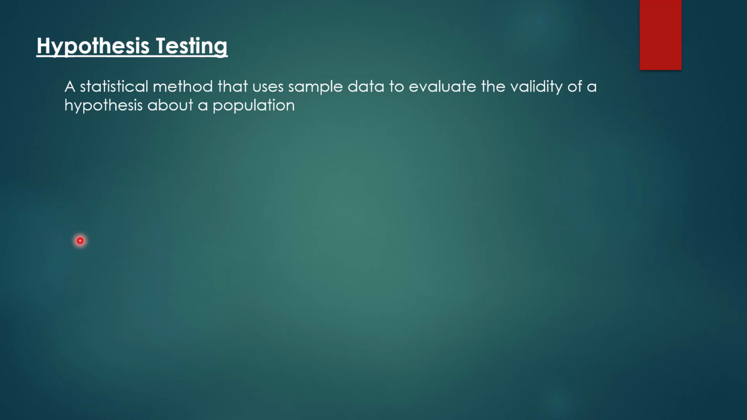So what we're going to be doing now till the end of the semester is called hypothesis testing. Hypothesis testing is a statistical method that uses sample data to evaluate the validity of a hypothesis about a population. That's one of the reasons we moved from doing z-tests about a single score to doing scores for sample data, because that's what we're going to be using from now on. And we're going to compare that sample data to a population.